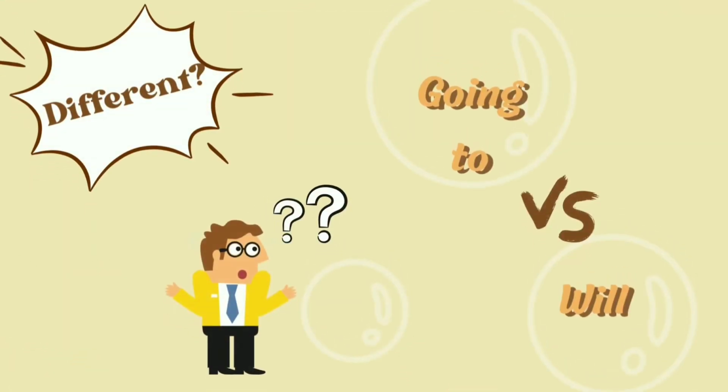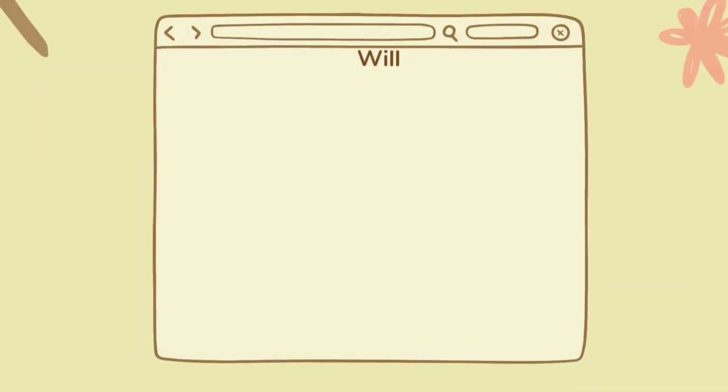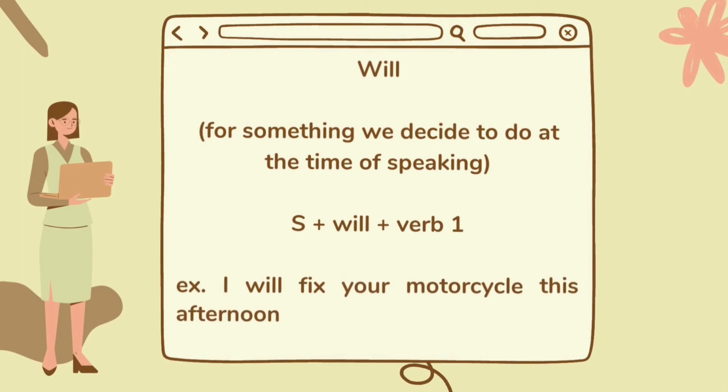So, what is the difference between going to and will? Do you guys know anything about this? Okay, different from going to, will is used for something we decide to do at the time of speaking. So, will indicates an action carried out spontaneously when we speak. Will has a simpler sentence pattern than going to, which begins with the subject plus will, continues with the verb, and ends with the object or complement. For example, I will fix your motorcycle this afternoon.